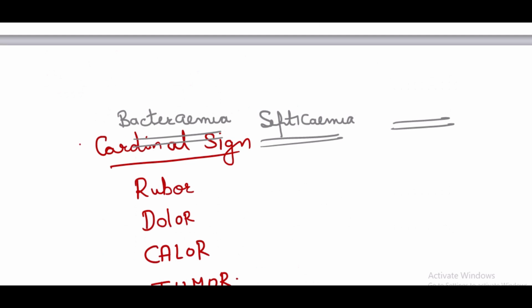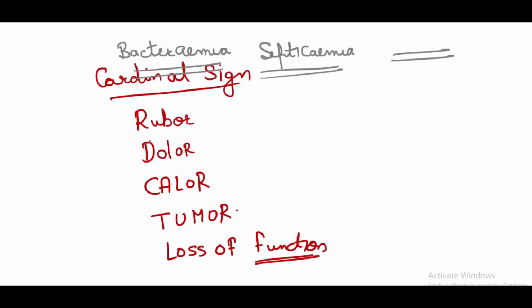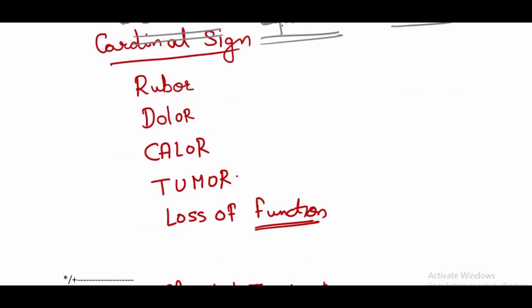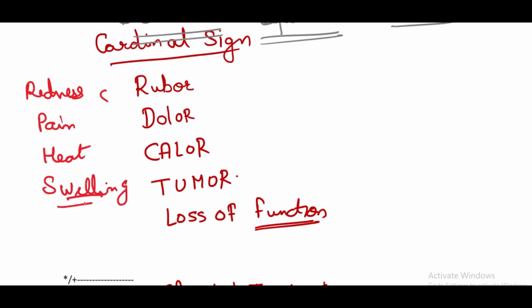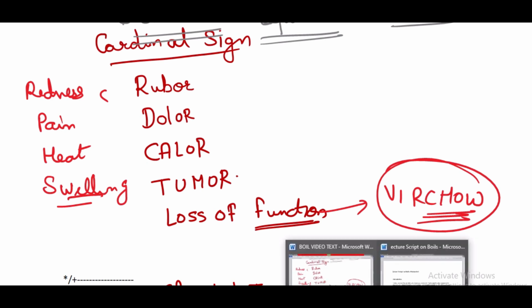So due to the pyogenic abscess, you will see inflammation. And what are the cardinal features of the acute inflammation? We have already discussed that before. Remember, they are rubor, dolor, calor, tumor, and loss of function. So remember that rubor stands for redness, dolor for pain, calor for heat, and tumor for swelling, and loss of function. This was given by Virchow.